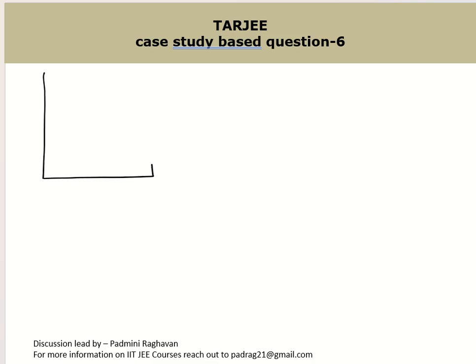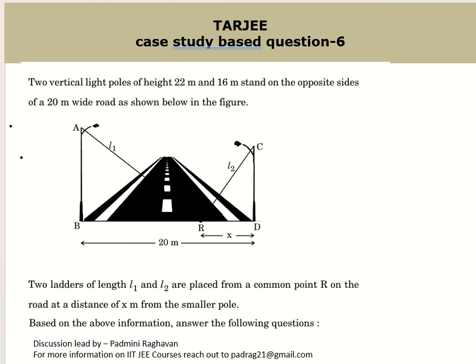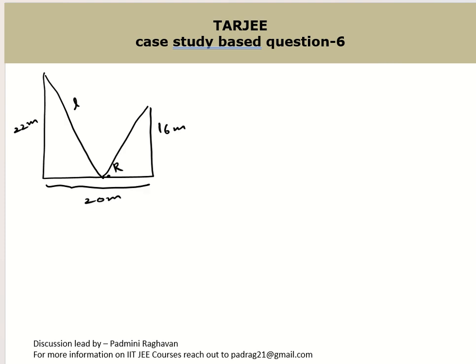There is a pole of height 16 meters and there is another pole of height 22 meters. The width of the road is equal to 20 meters. There is a point R. From there you are keeping two ladders. One is of length L1 and the other is of length L2. So the longer ladder is L1, the other one is L2, and we are asked to find out P(x), which is equal to L1 plus L2 in terms of x.